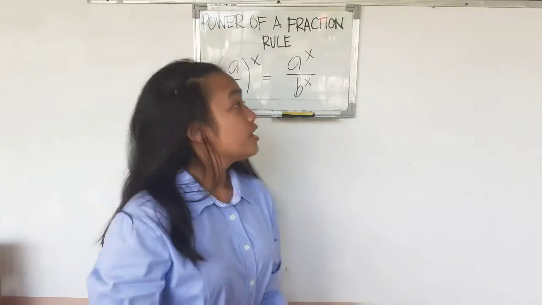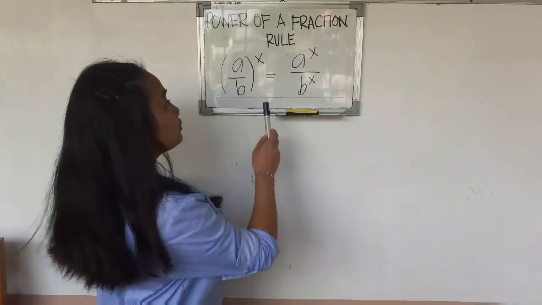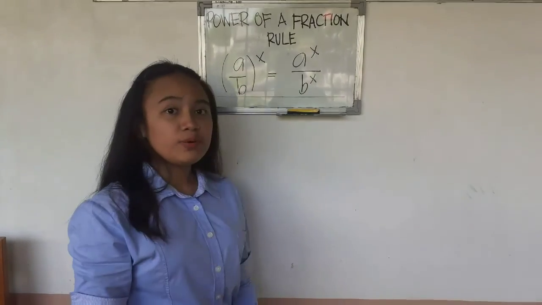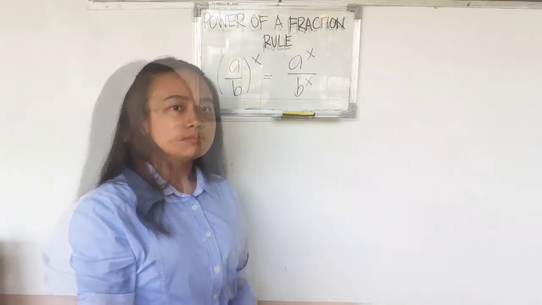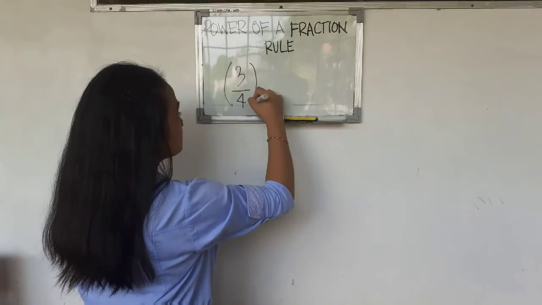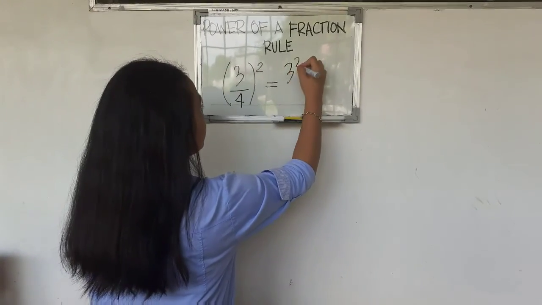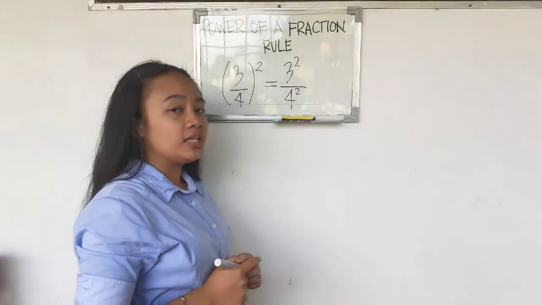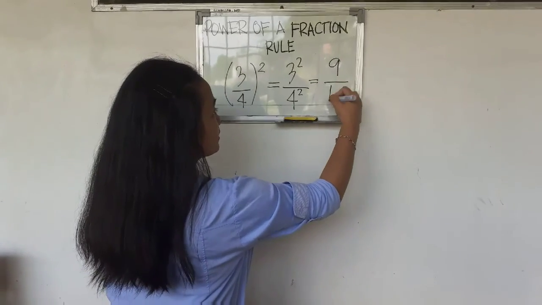For the fifth rule, the power of a fraction rule, you simply need to distribute the exponent x into the numerator and the denominator. And it will give you the answer of a raised to x over b raised to x. Example, 3 over 4 raised to the power of 2 will give you the answer of 3 squared over 4 squared. Simplify it and it will give you the answer of 9 over 16.